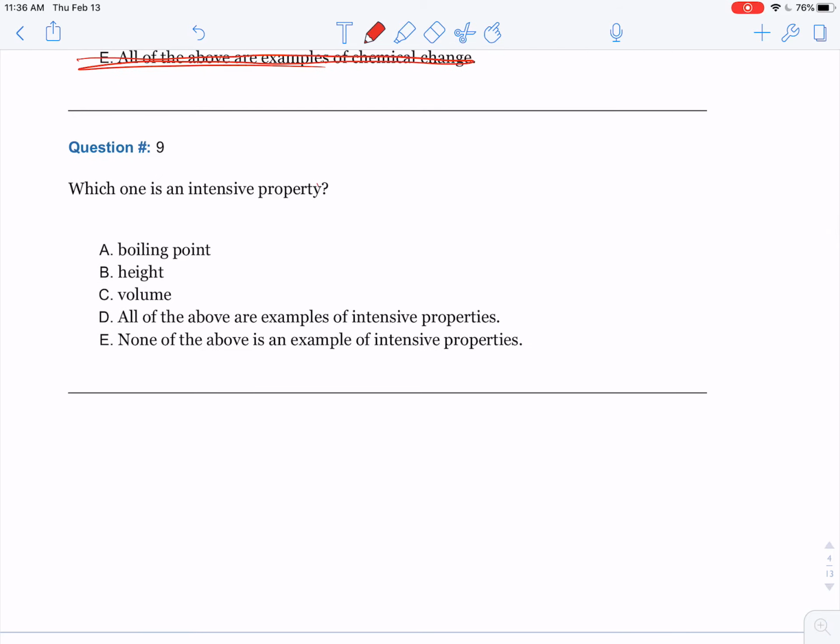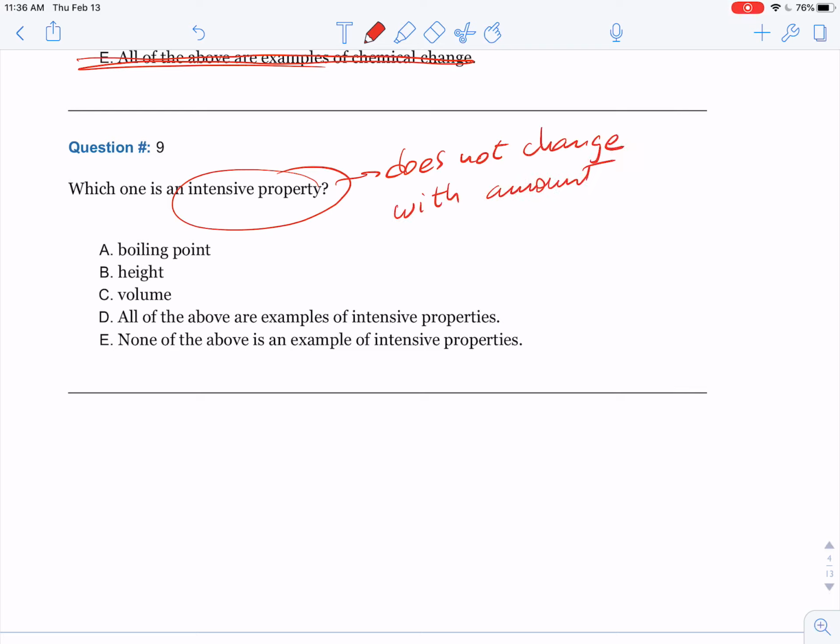Intensive property. Intensive property does not change with amount of matter. Okay, the height will change with amount of matter. It's basically length. The volume will also change with amount of matter, but the boiling point, it doesn't matter if you have 1 ml of water or you have 10 gallons of water. If you are heating the water to evaporate it, they all will boil at the same point, 100 degrees. So the answer is A.